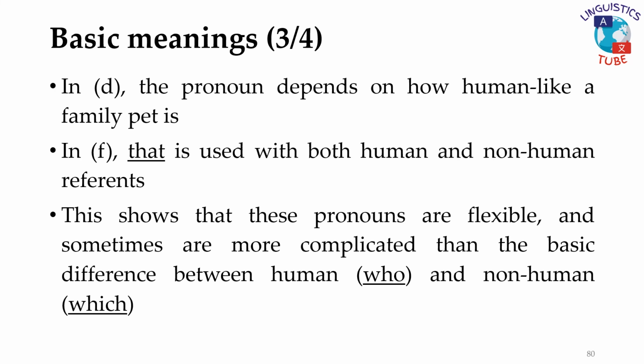In sentence F, that is used for references which are human, a new boss, and non-human, an old car. As we've previously learned, that is a more flexible pronoun which has fewer rules on its use. So this makes sense. Overall, the sentences on the previous screen demonstrate that the rules for the use of relative pronouns are flexible, and are sometimes more complicated than the basic difference between human and non-human entities.